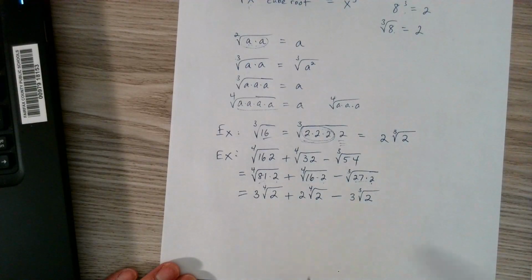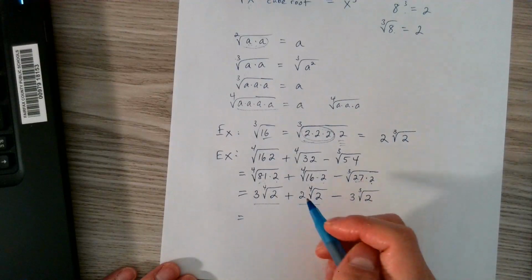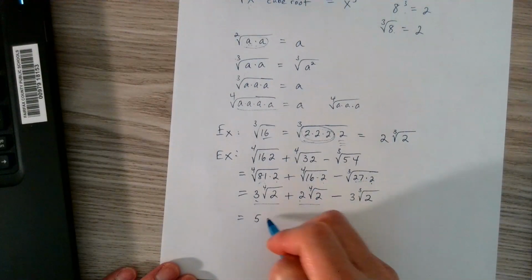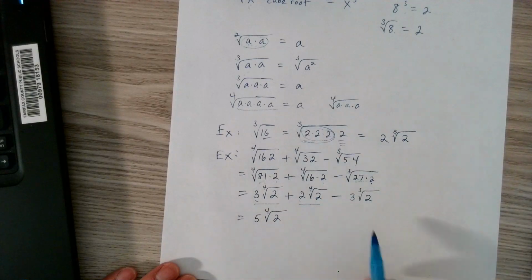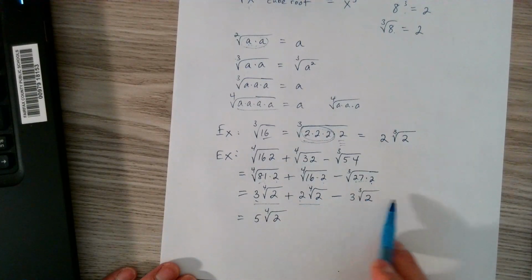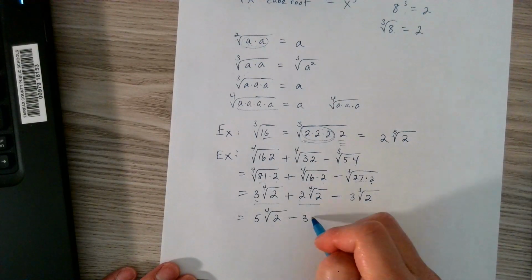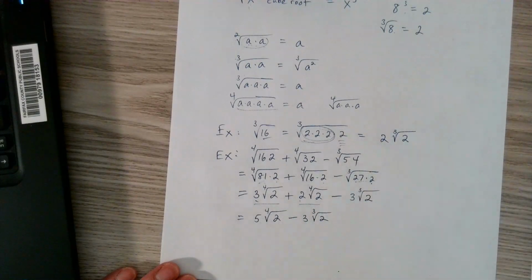Alright, so I've taken out from each radicand as much as I can, but I'm not done because I have like terms. This guy and this guy are both the same type of 4th root. They're both 4th root of 2. So I can add their coefficients, 3 and 2. This is not the same type. Even though it's radical 2, it's cube root of 2, so it's different. I can't do anything with that. And there we are.